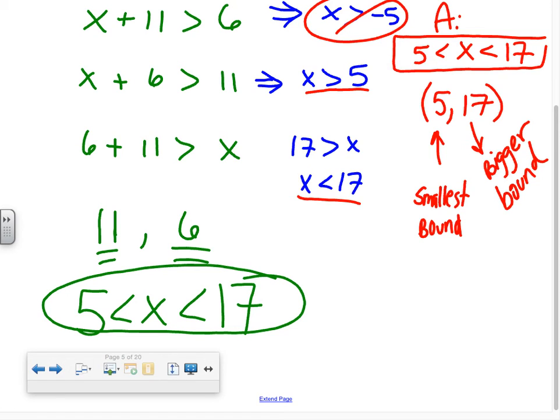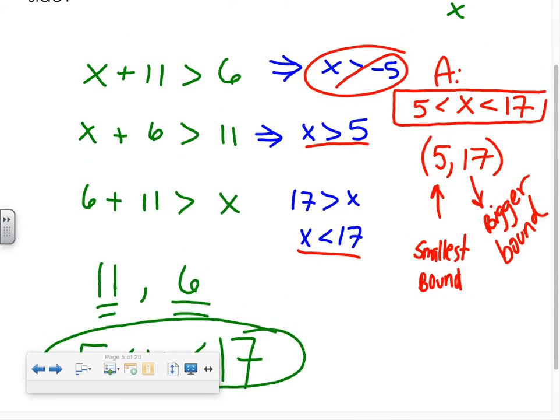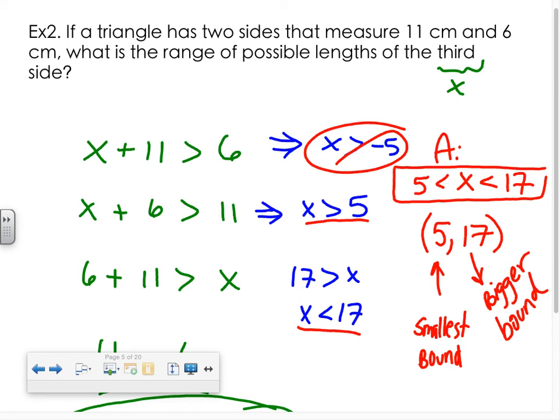So you don't really have to set up these inequalities. You can just add the numbers, add 11 and 6. That's going to be your upper bound. Subtract the larger minus the smaller to get the lower bound. Just make sure you really realize that those are non-inclusive symbols. It can't be 5. It can't be 17. It can only be the things between 5 and 17.